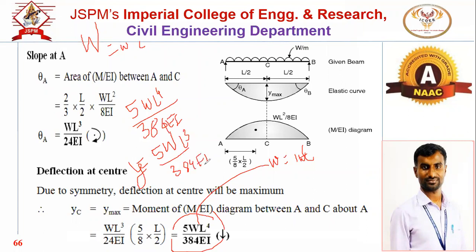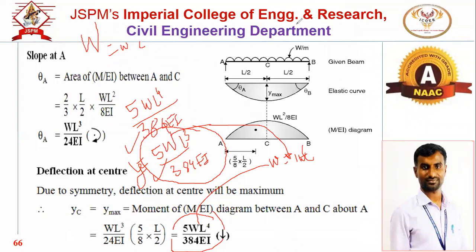Where this capital W is what? Intensity of UDL into the span. Clear? Small w is intensity of UDL, and if at all they have mentioned total load in the MCQ, then this will be your formula. Total load due to the UDL, then your formula will be 5WL cube by 384 EI, and this is asked in one of the examinations.